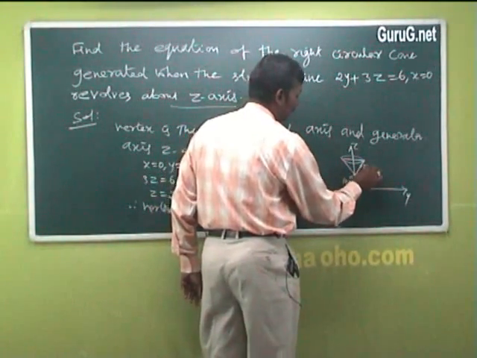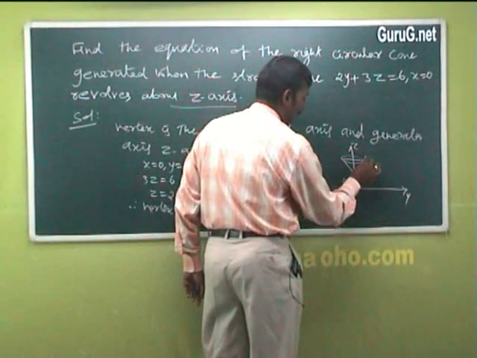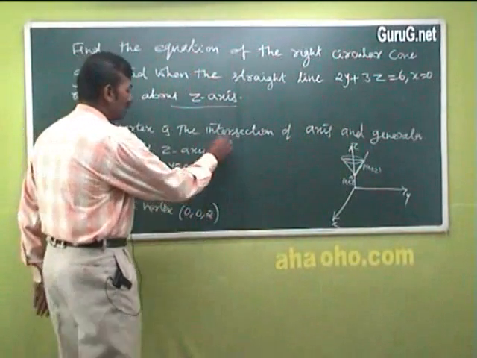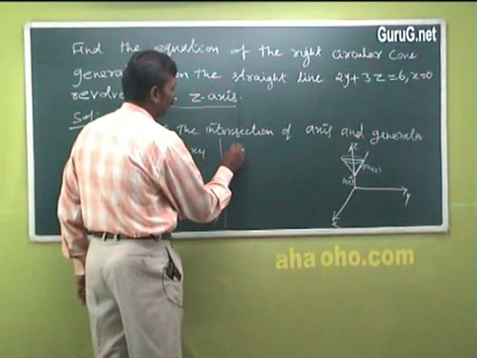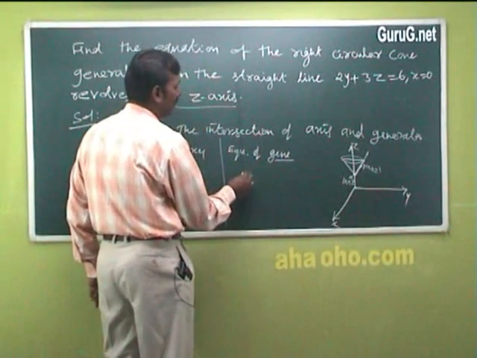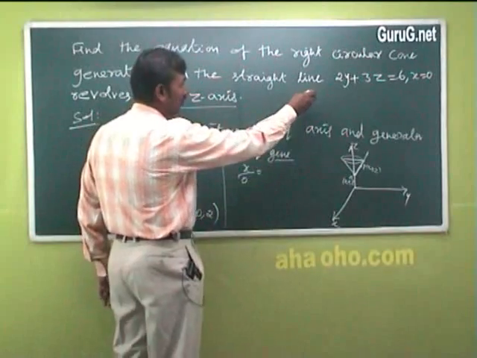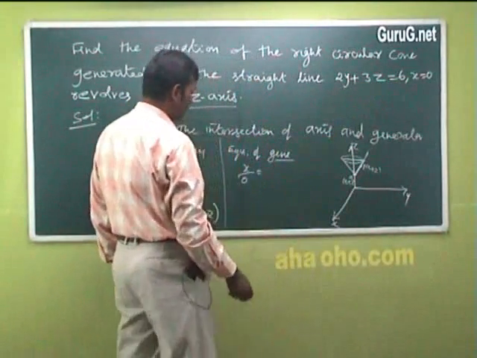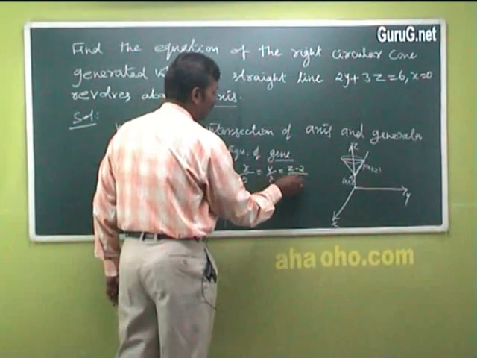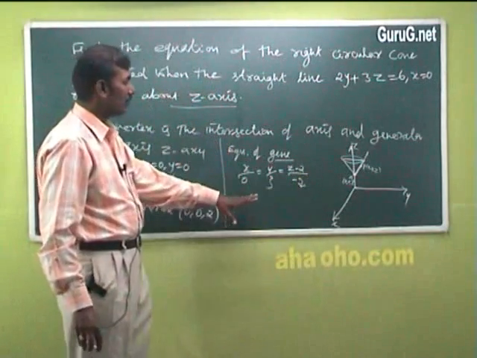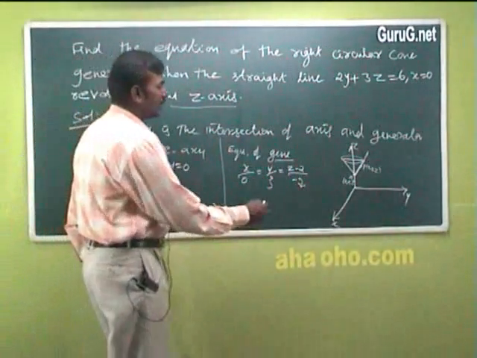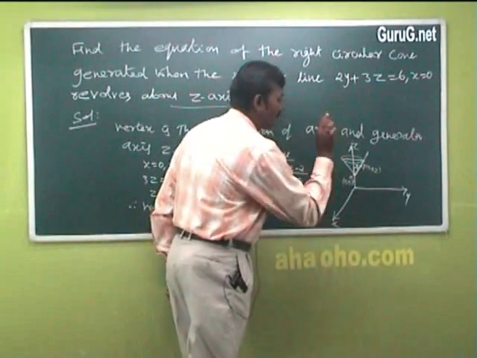Take any point P x y z, and this is a generator, and this is the z axis. So the equation of the generator, I can write it in a symmetric form. So 2y plus 3z equal to 6, x equal to 0, I can write it as x by 0 equal to y by 3 equal to z minus 2 by minus 2. So this is the symmetric form of these two equations, right? Now we take the semi-vertical angle as alpha.